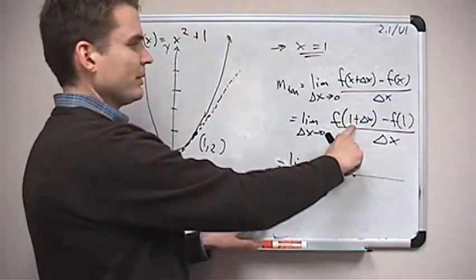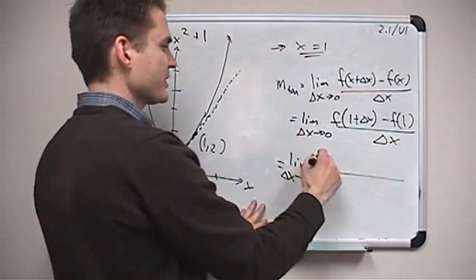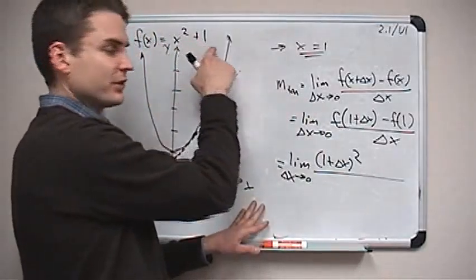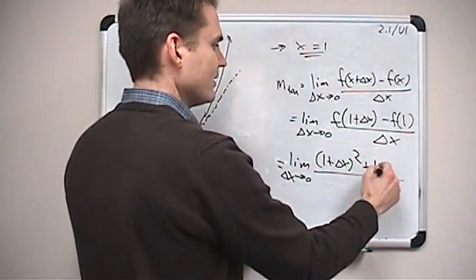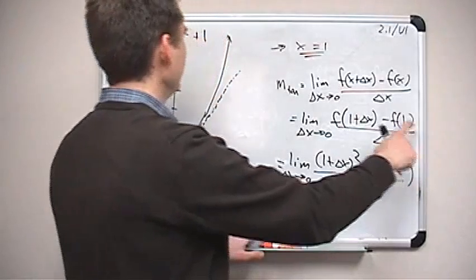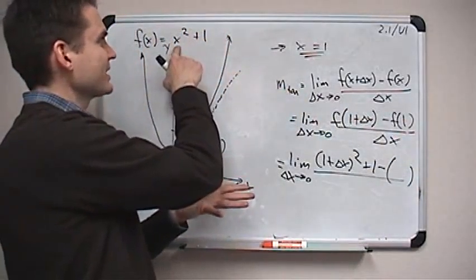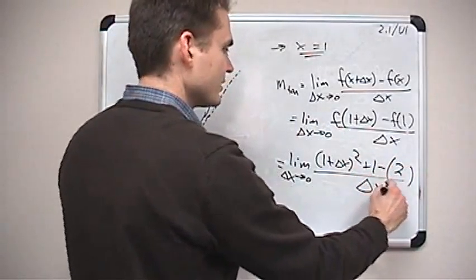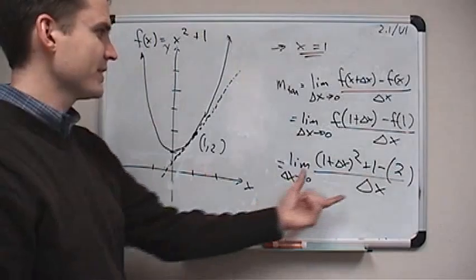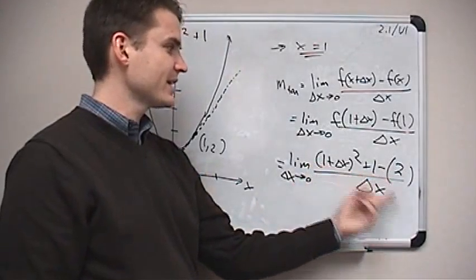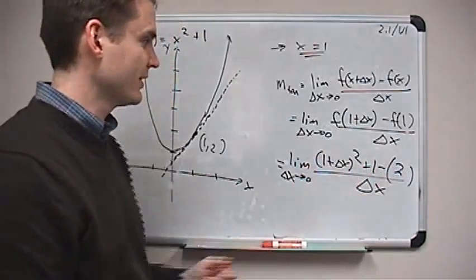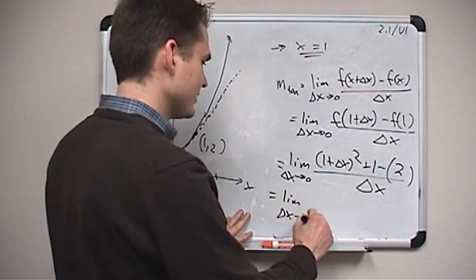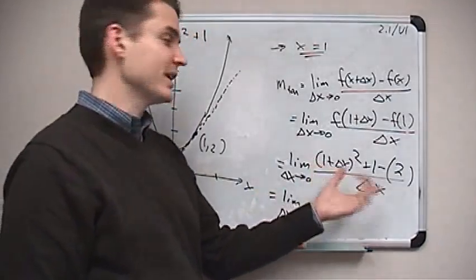Okay. Well, when I put 1 plus delta x into this function, I get 1 plus delta x squared plus 1, okay, minus f of 1. Well, if I put 1 in for x, I get 1 squared plus 1, which is 2. Okay. So that's all over delta x. So this is f of 1 plus delta x. This is f of 1. I'm subtracting those. Well, again, because of space, I'm going to have to abbreviate this, but what we do next is just simplify.